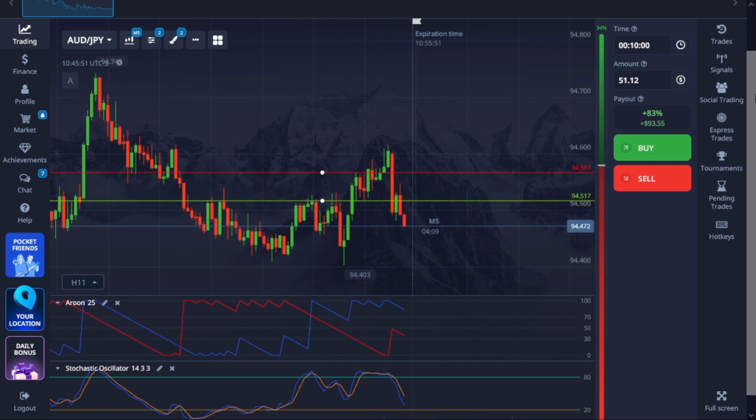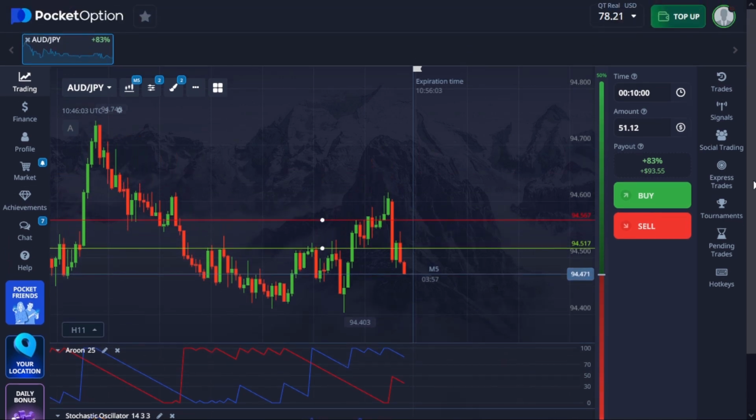That's pretty good. Okay, and try a different time frame, just to show you how to do that. Just try it, it's up to you, of course. But I save myself for trading M1 and M2 at most.